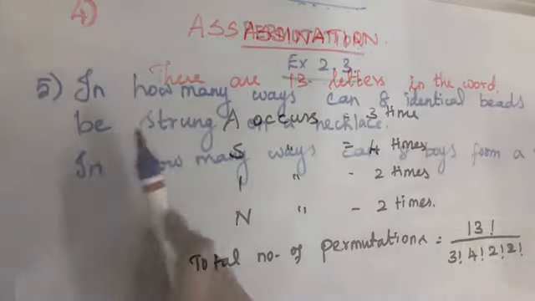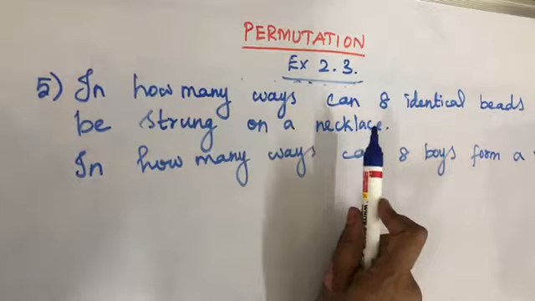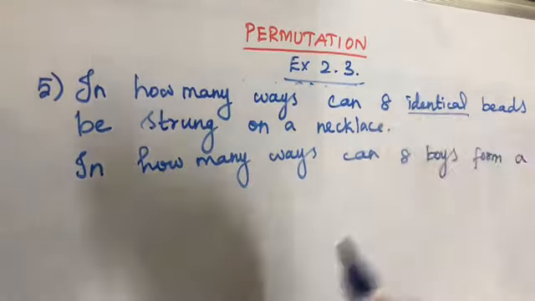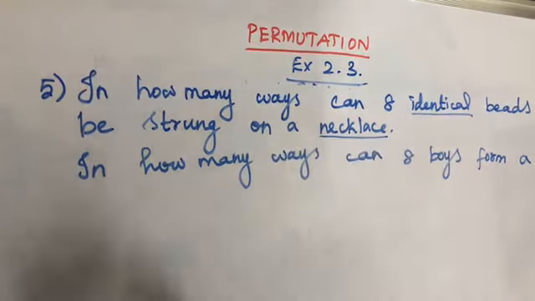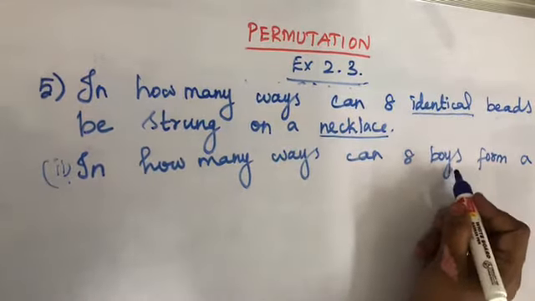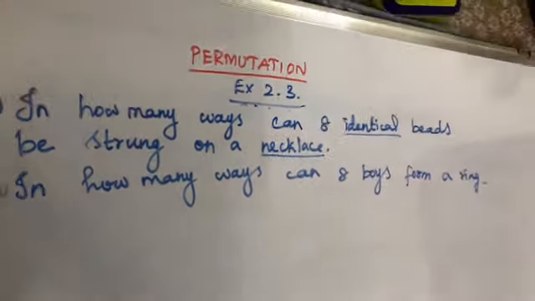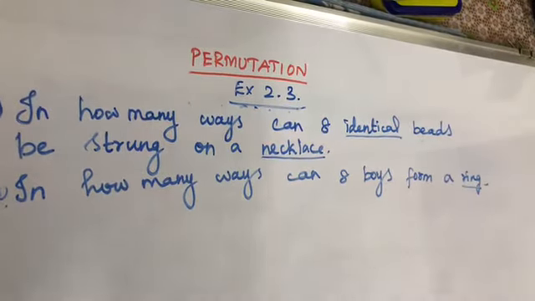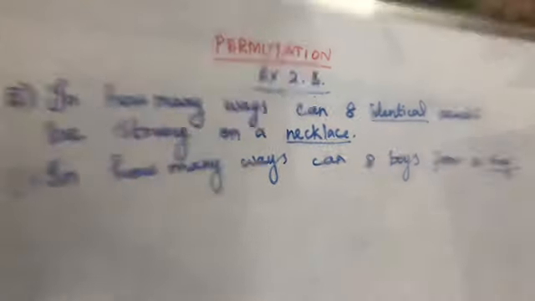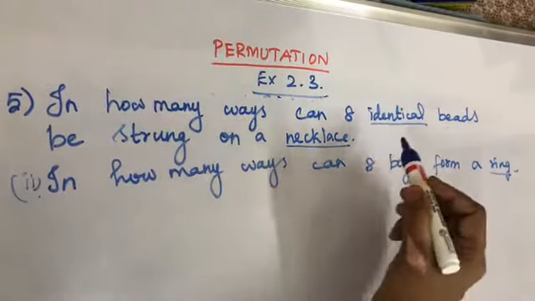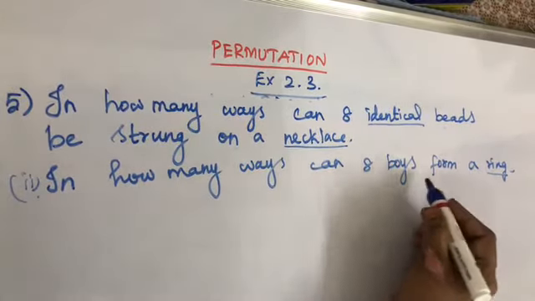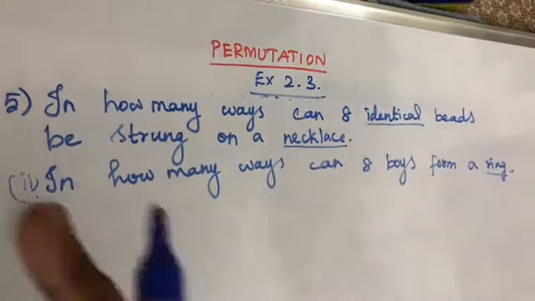Next question. In how many ways can 8 identical beads be strung on a necklace? Identical beads. Okay, strung on a necklace. The second part, in how many ways can 8 boys form a ring? Ring. Okay, these two problems are related to circular permutations. First one is on a necklace, 8 identical beads be strung on a necklace, and the second one, 8 boys form a ring. What is the difference between these two?